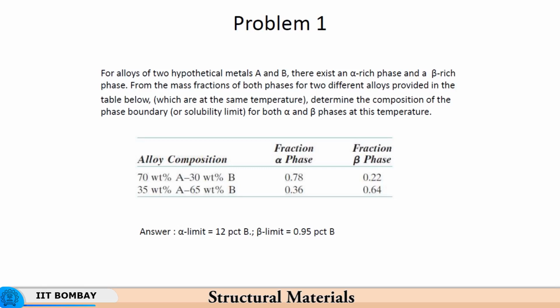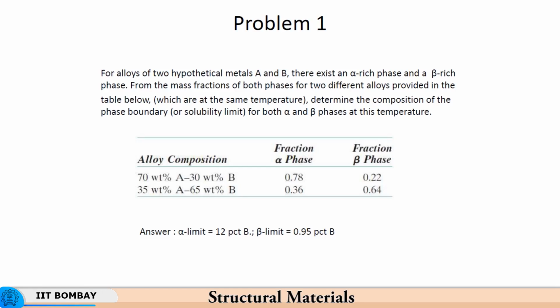Now, they are a function of alloy chemical composition, and we have a problem pertaining to two hypothetical metals A and B, which are alloyed together, where there is an alpha rich phase and a beta rich phase. So there are two phases: one where A is more and B is less, and the other where A is less and B is more. That is what we mean by a beta rich phase. The mass fractions of both phases for two different alloys are provided in the table below, at the same temperature.